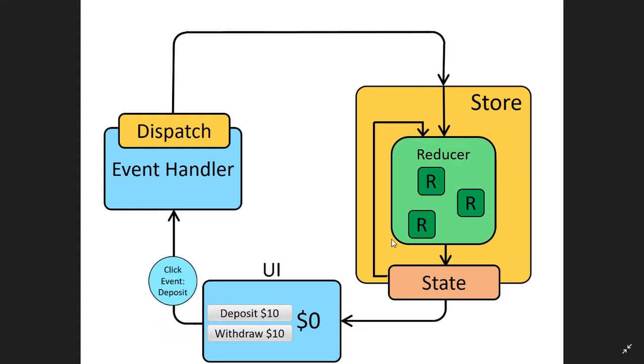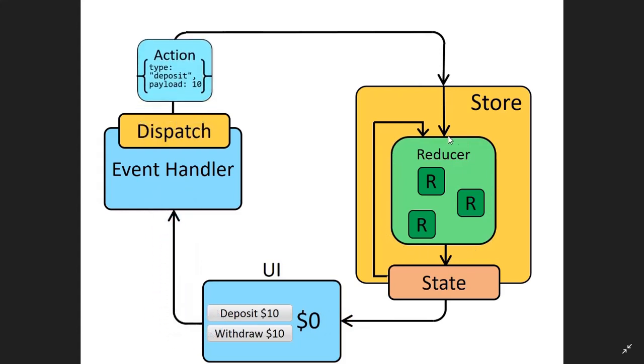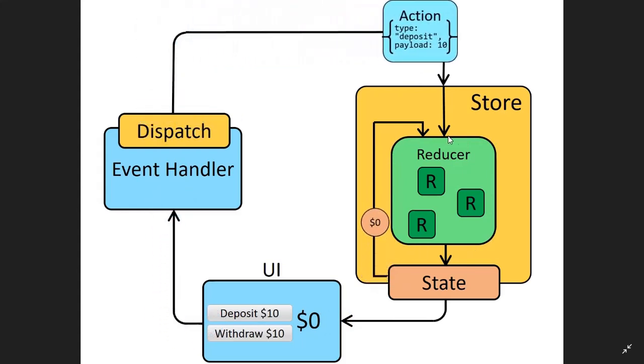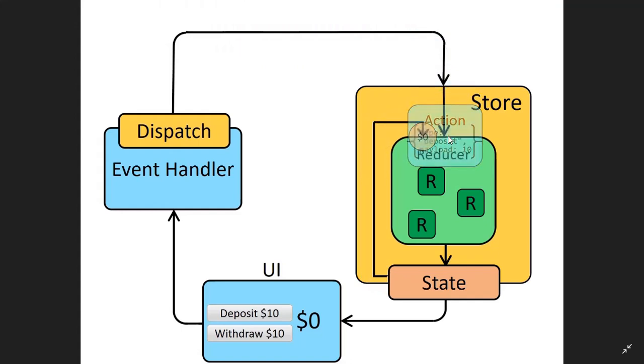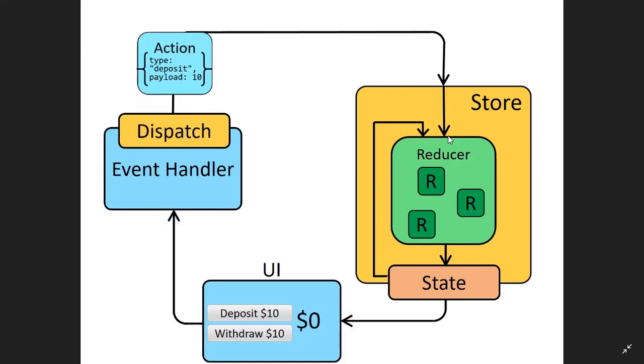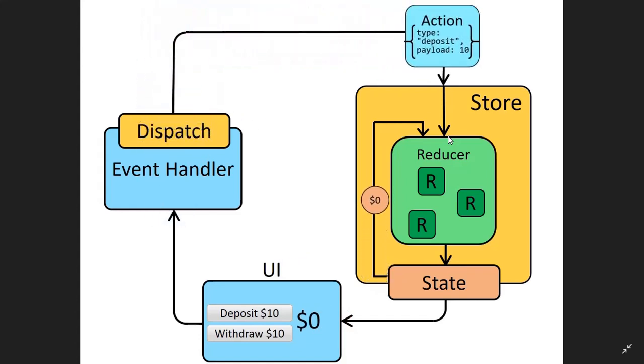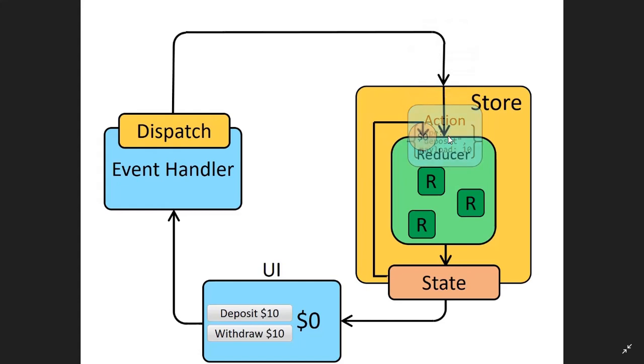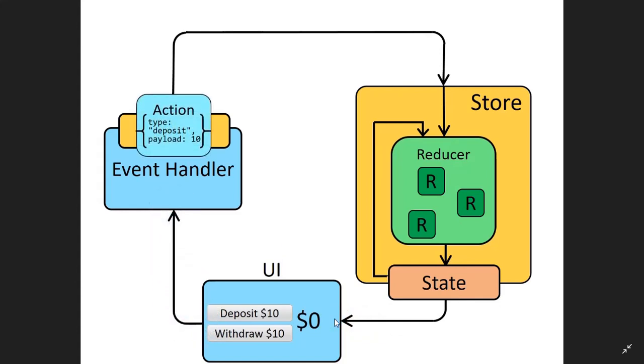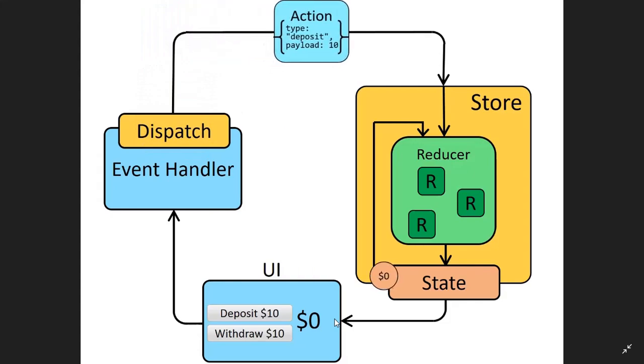So the action will go to the store, and there we have a pure function called reducer. This reducer will take the current state of our application and also the action which it receives, and it will create a new state by creating a clone of the current state and modifying it with the action payload. Once the new state is created, it gets applied back to the UI. So this is how the data flow happens in a Redux React application.